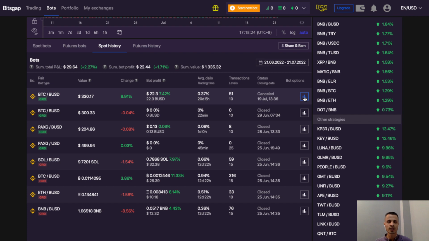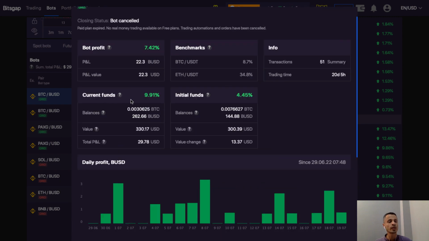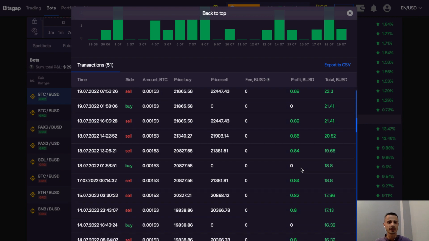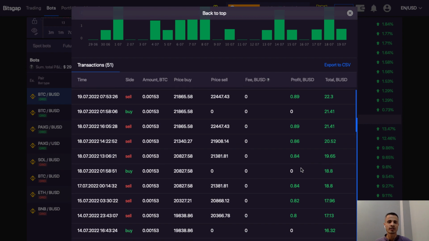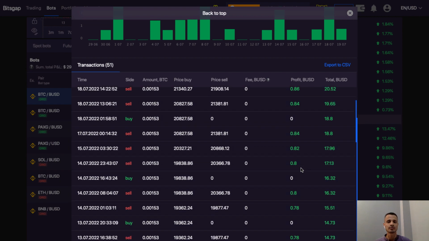Let's click on the bot options here to learn more about this bot. Looking at the numbers for current funds here, we can also see that there is an unrealized gain due to the price of Bitcoin increasing here. This pushes my percentage closer to 10% as opposed to 7.42%. So here in the transactions, we can see that the profits are not always the same amount in Bitsgap, unlike Binance. It does appear that they are in the range of around 80 to 90 cents for a round-trip trade, which involves a buy and a sell.